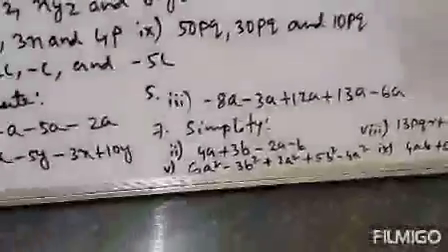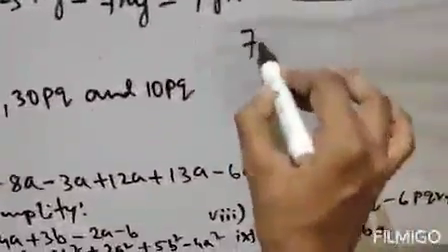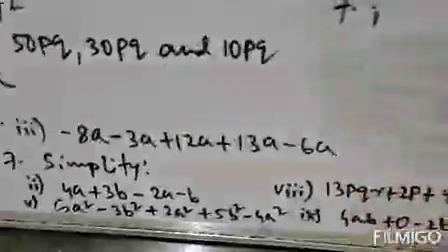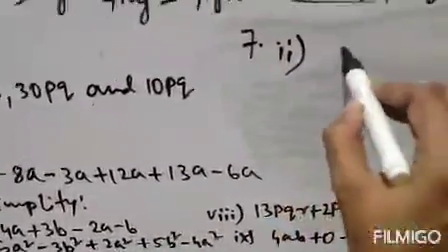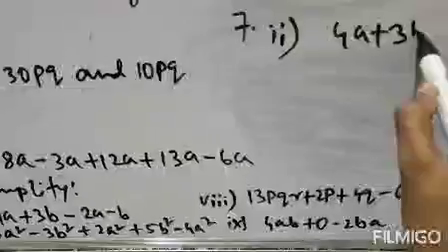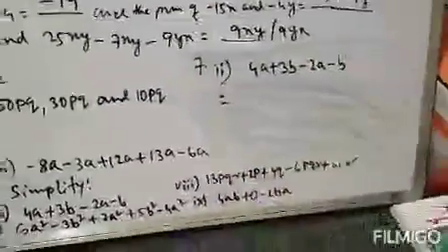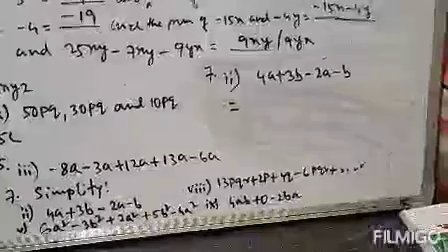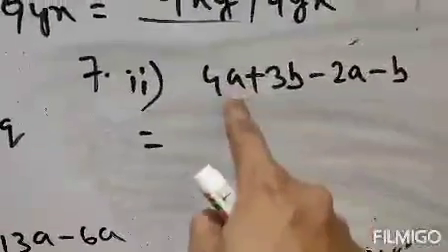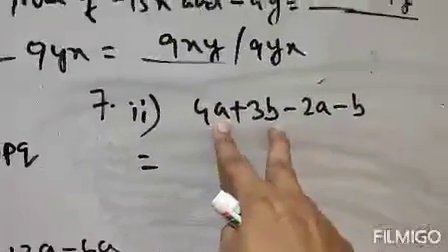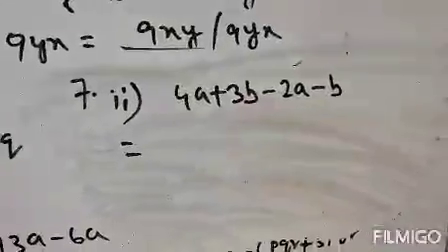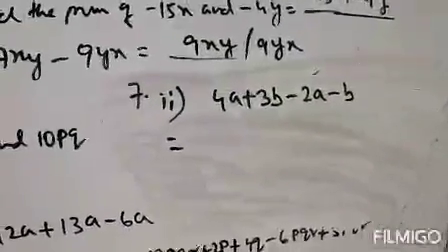Next question, question number 7. Simplify. Question number 2 is 4a plus 3b minus 2a minus b. That's it. 4a plus 3b minus 2a minus b. Now see here, one coefficient is a and another coefficient is b. So arrange it properly. Arrange these terms properly.